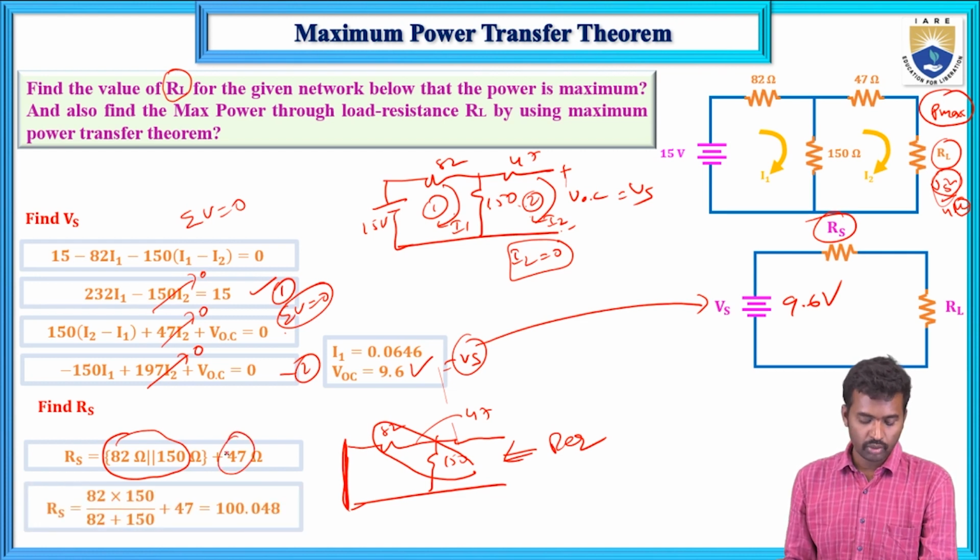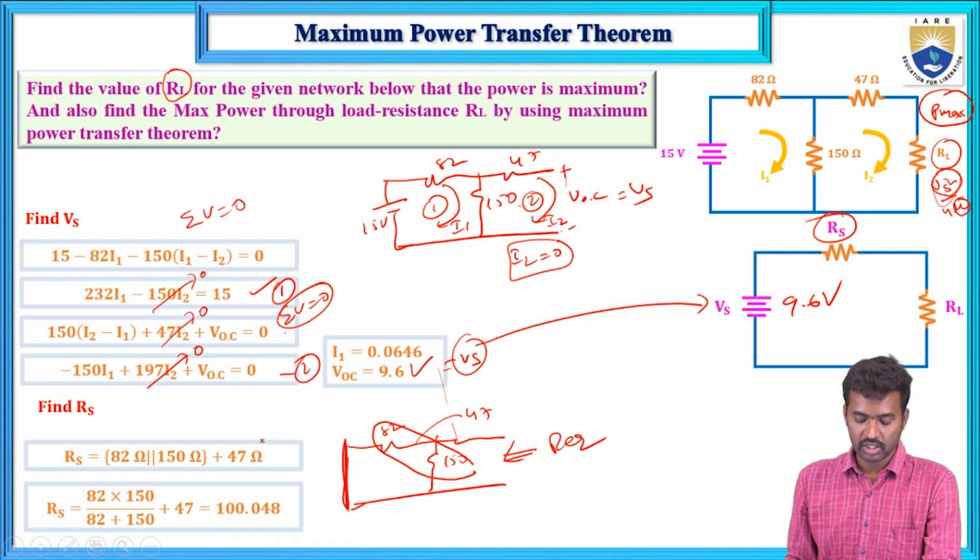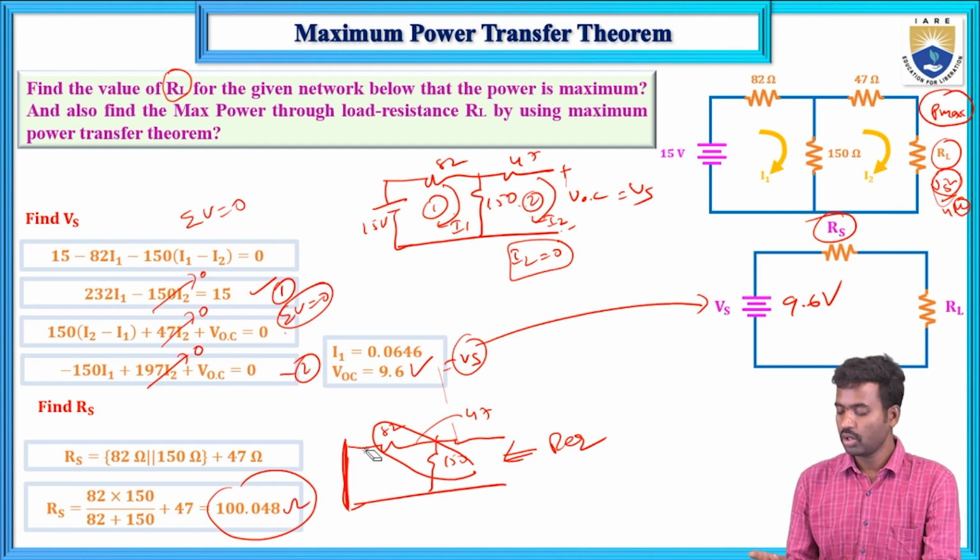Now here, 82 and 150 resistors are connected in parallel, R1 and R2. In that case, R1 into R2 divided by R1 plus R2, that is the condition. Next, the plus indicates the series connection. Now if you see what will be the value of source resistance, this is 100.048 ohms.